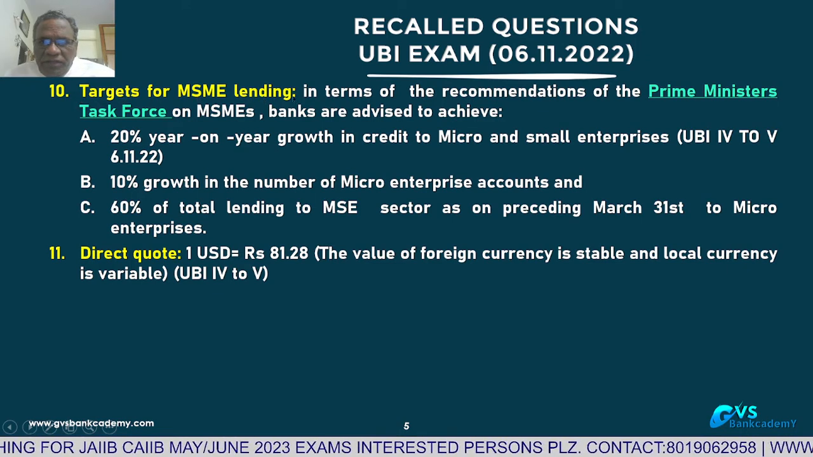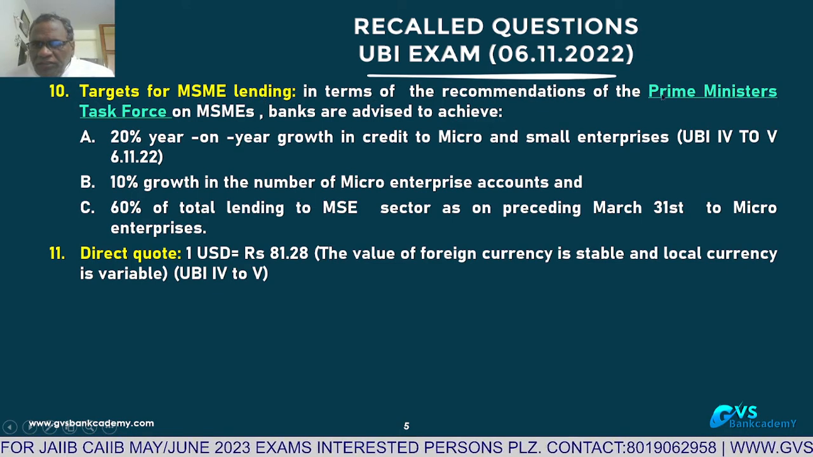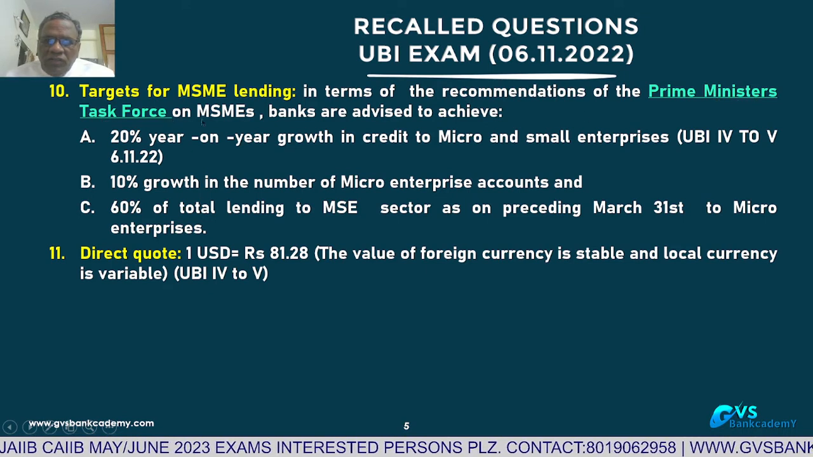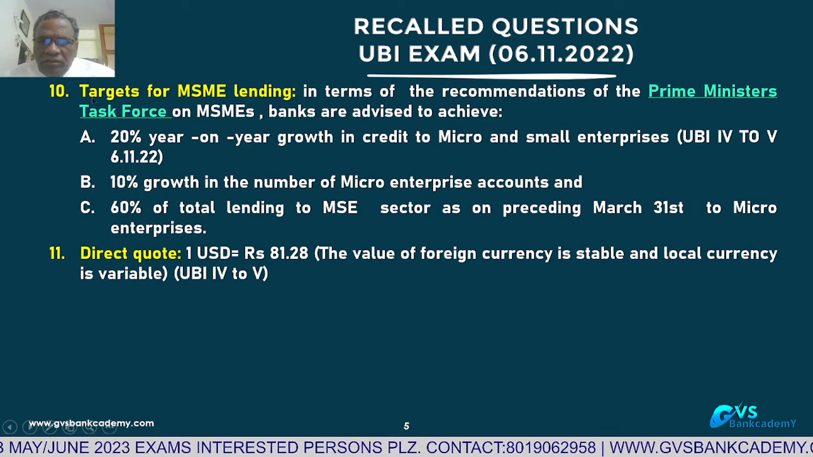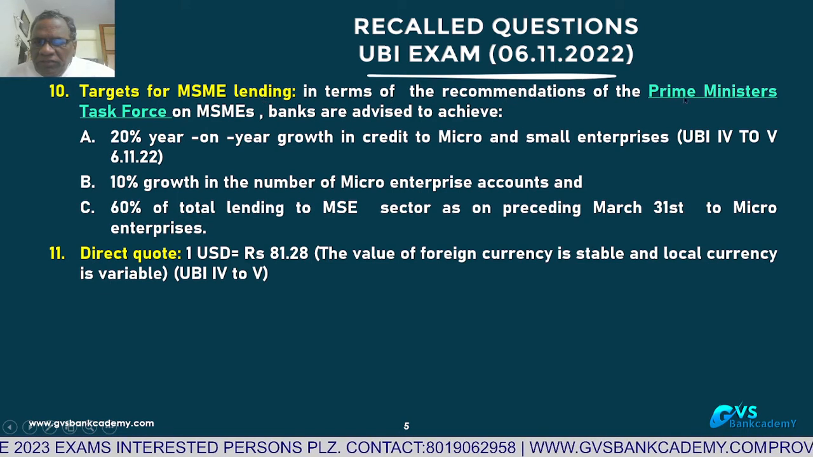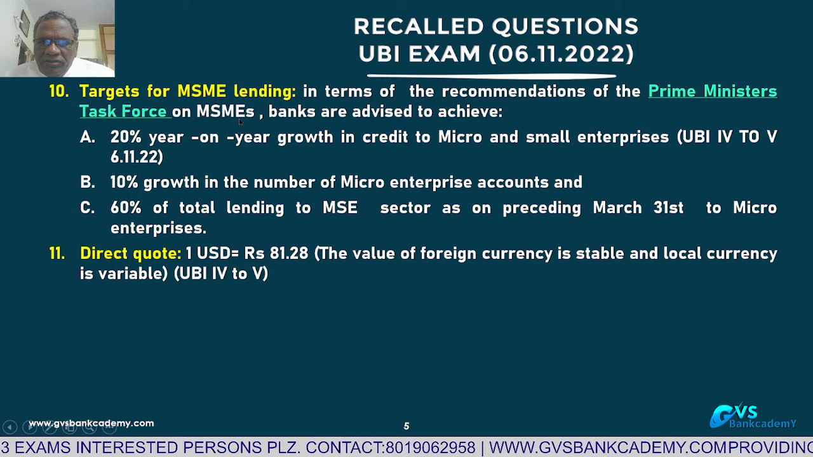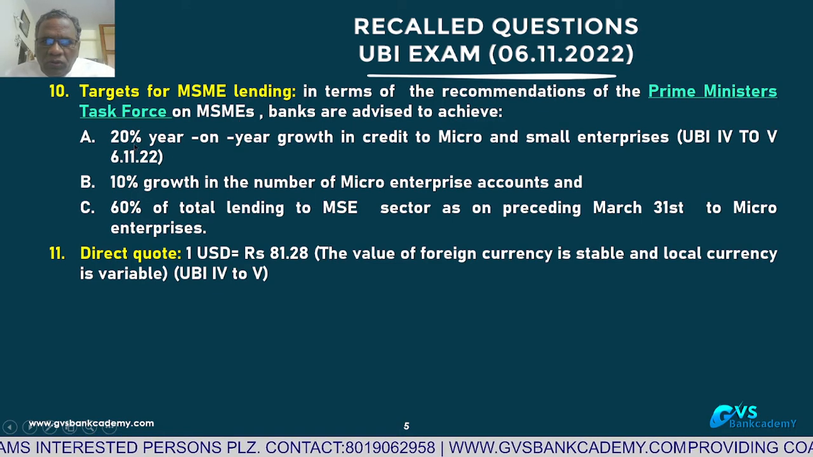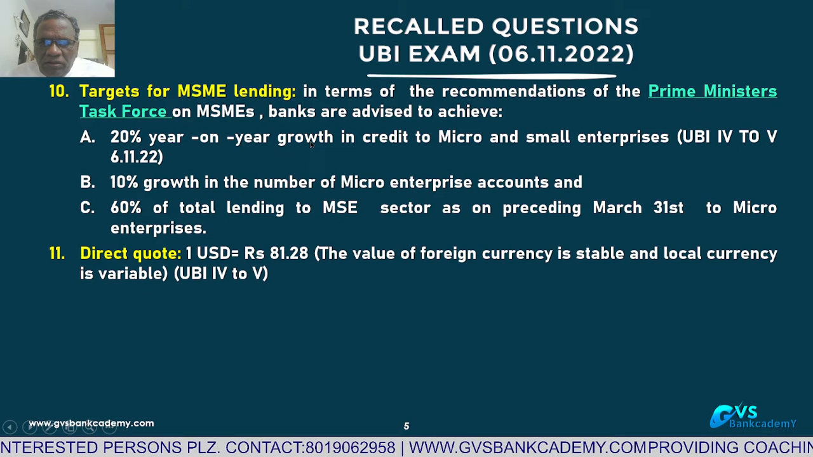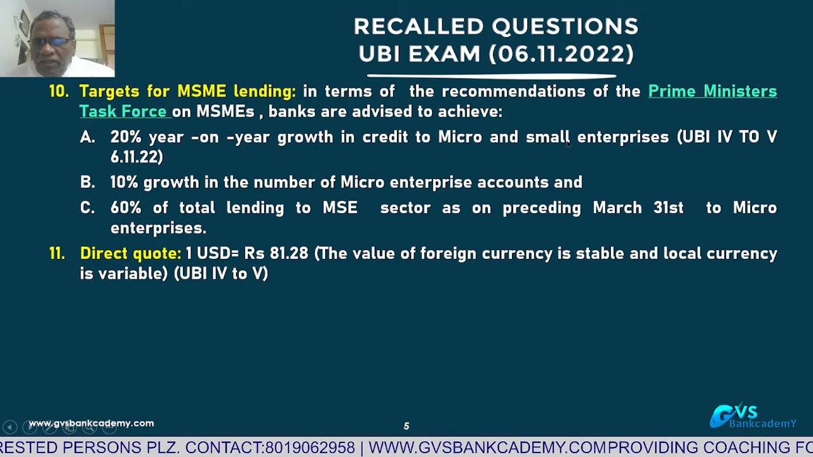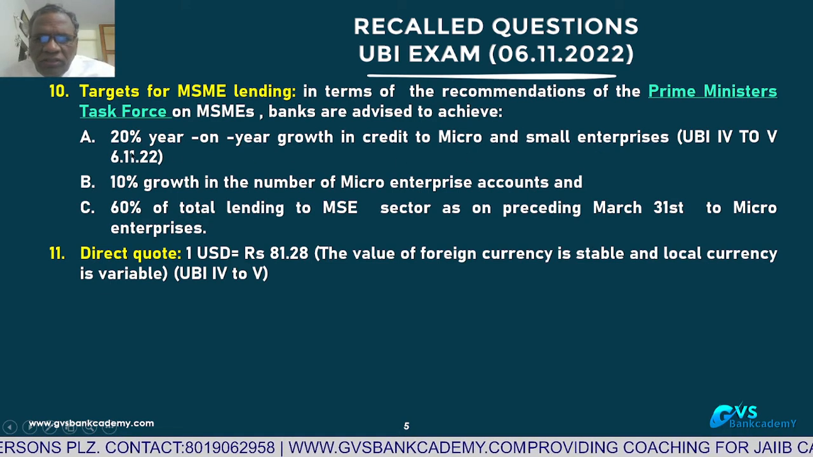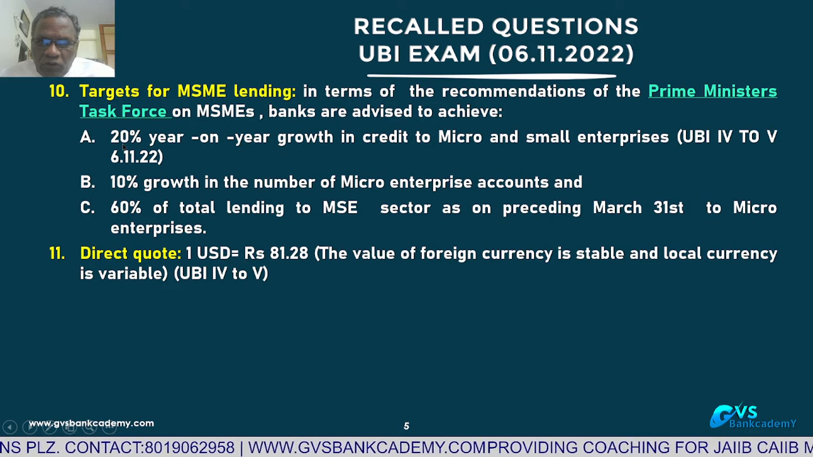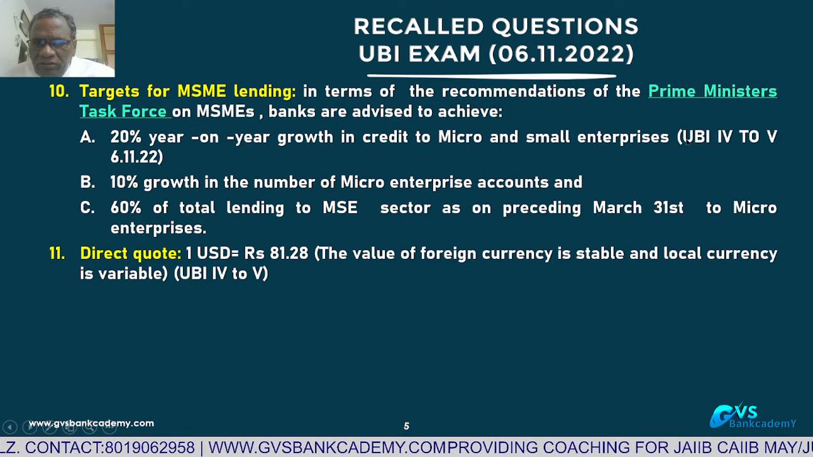Target for MSME lending in terms of recommendations of the Prime Minister's Task Force on MSME. In almost all exams, they are asking this question. What are the targets? 20% year-on-year growth in credit to micro and small enterprises. Micro enterprises, small enterprises, year-on-year credit growth amounts to 20%. This question they had asked.